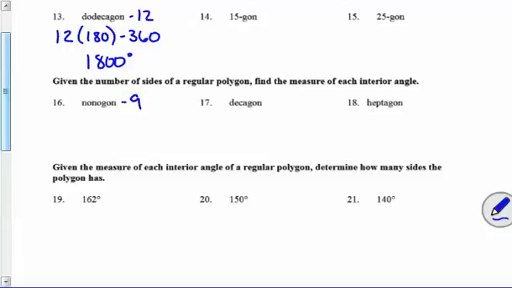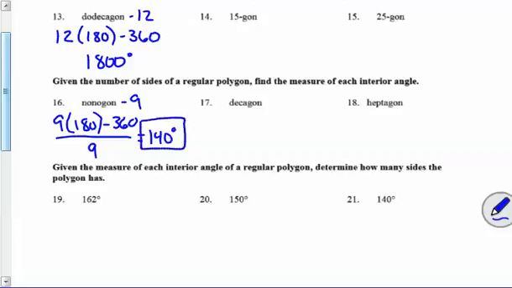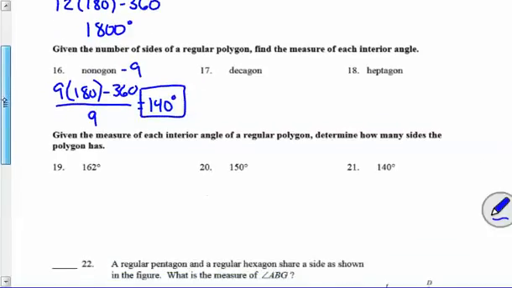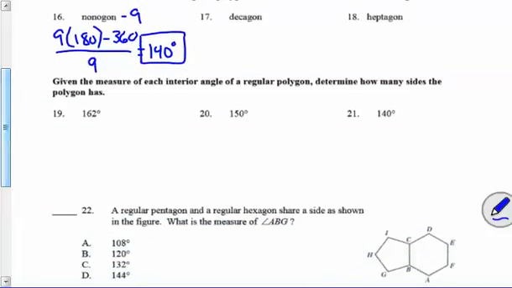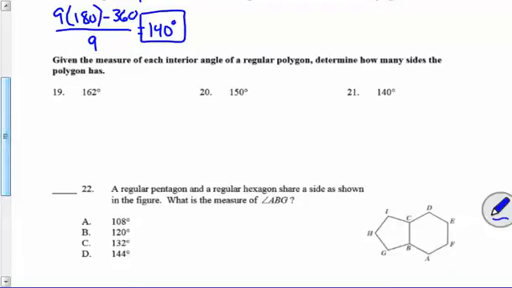A nonagon is 9, so it'd be 9 times 180 minus 360, but then you would divide it again by 9 to figure out what each individual angle measures. And we ended up with 140 degrees. So you should be able to, again, complete these other ones for additional exercises. Those would be worked out in the answer key, which you can check on Blackboard as well.